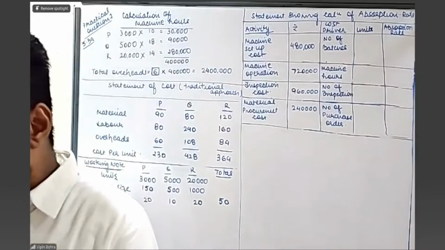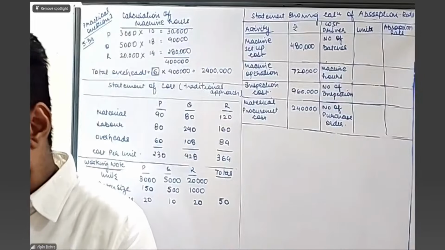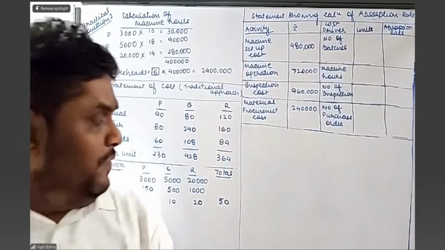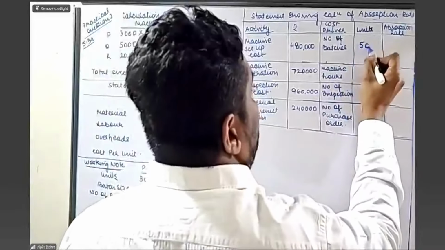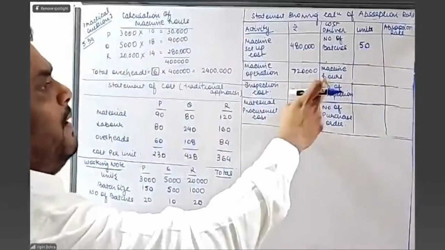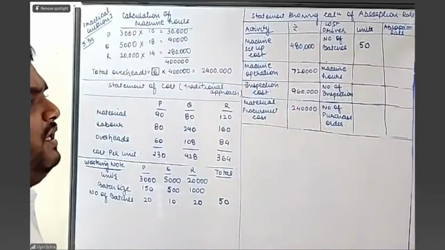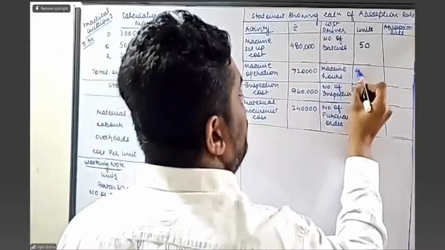Anyone having any doubts? Very good, Mustafa. So we have the total number of batches, that is 50. So this part is sorted now. When talking about the second, that is machine operation cost, it is absorbed on the basis of machine hours. So the number of machine hours we have already calculated, that is 4 lakh.